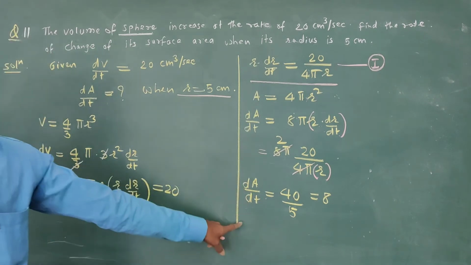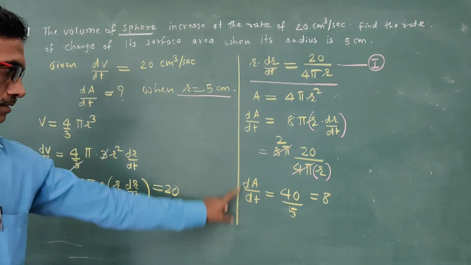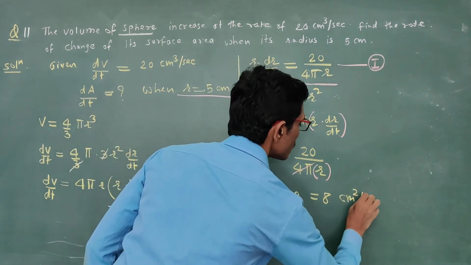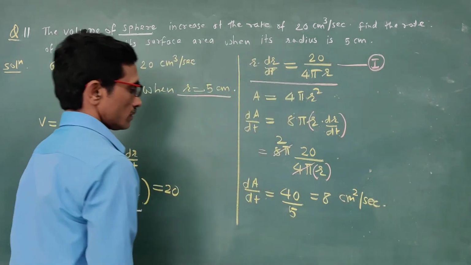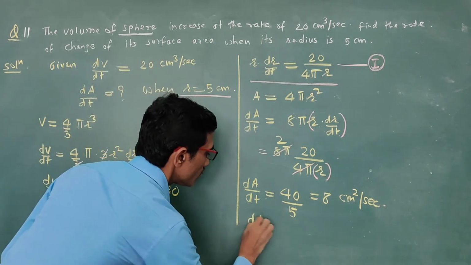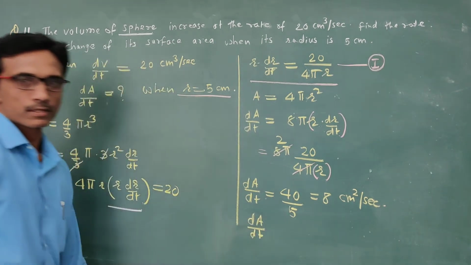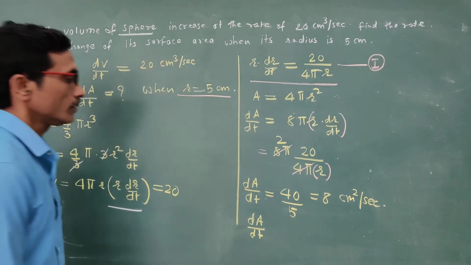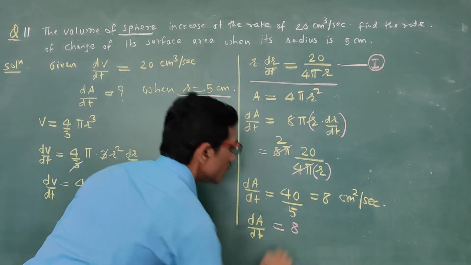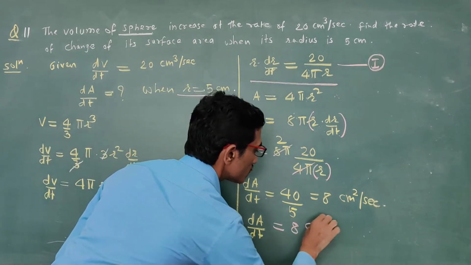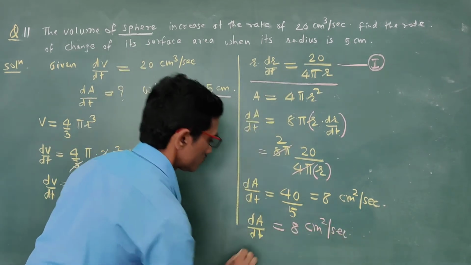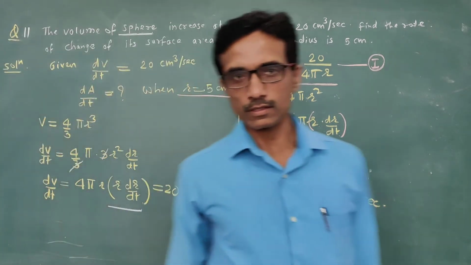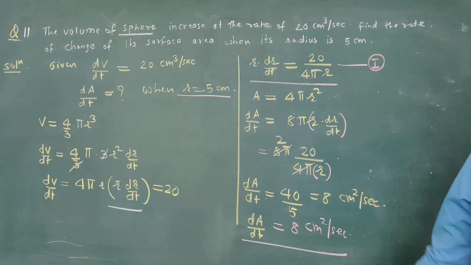It is the rate of change of the surface area, and the unit will be square centimeter per second. So our answer, dA by dt, that is the rate of change of surface area, will be 8 square centimeter per second.